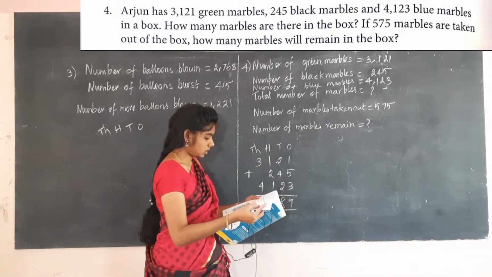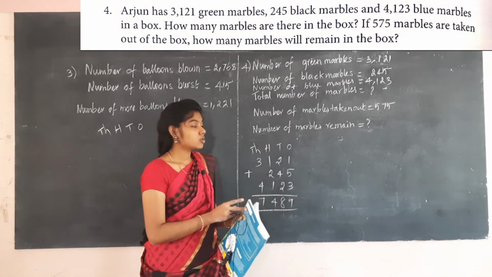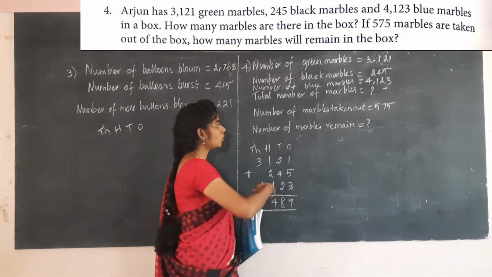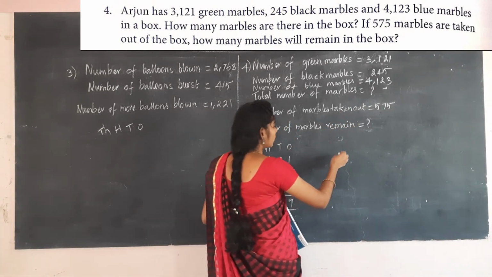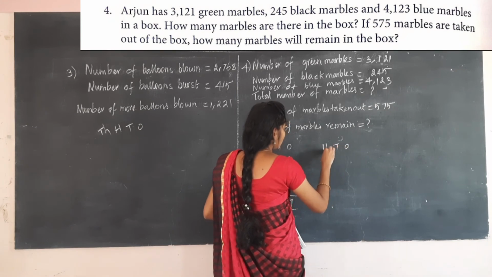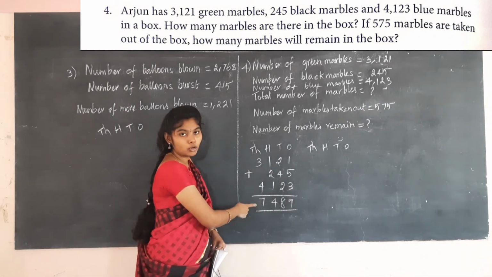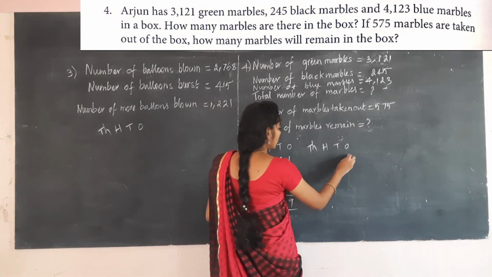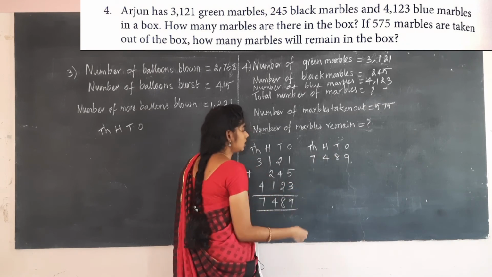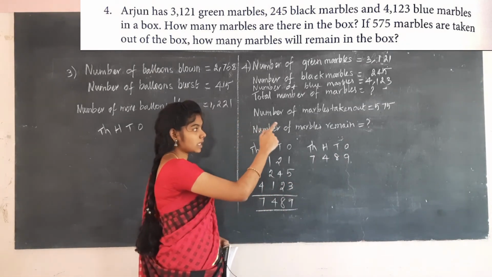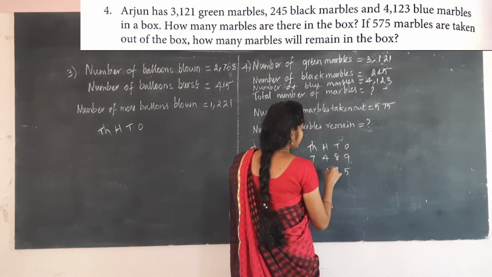So the next question is, they have asked how many marbles will remain in the box. To find what remains in the box, we have to subtract the number of marbles which are taken out. So we have to give the place values: ones, tens, hundreds, thousands. We are writing up to thousands because we have a 4-digit number. So write that number: 9 in ones, 8 in tens, 4 in hundreds, 7 in thousands place. Now we have to subtract the number 575: 5 in ones, 7 in tens and 5 in hundreds.